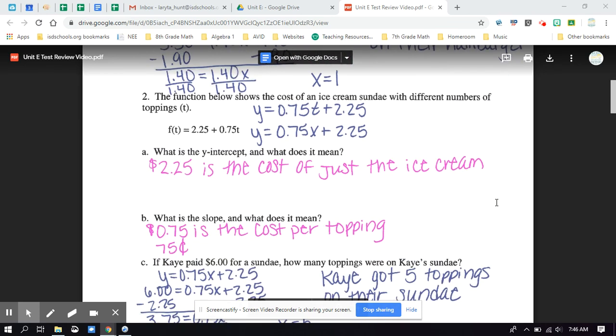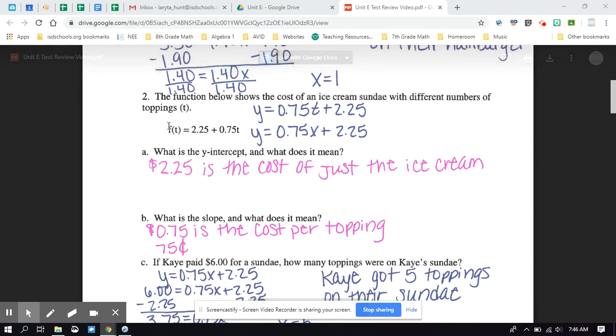Number 2, similar question. The function below shows the cost of an ice cream sundae with different number of toppings. They use t, and again, they use f of t and t, and they wrote the intercept first and then the slope. We're going to rewrite it. So I wrote it with y. I used t on this first one, so y equals 0.75t plus 2.25. Some of you are going to prefer it to look like y equals mx plus b. So I rewrote it again, y equals 0.75x plus 2.25.